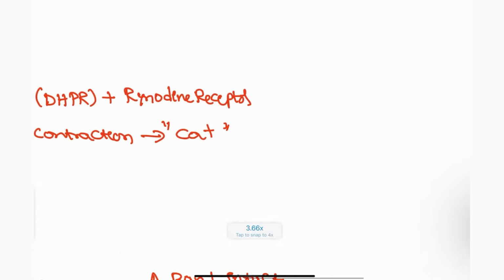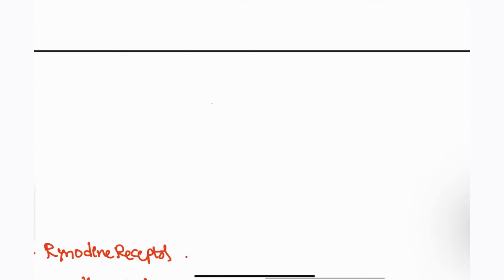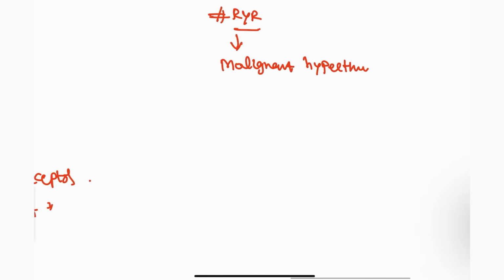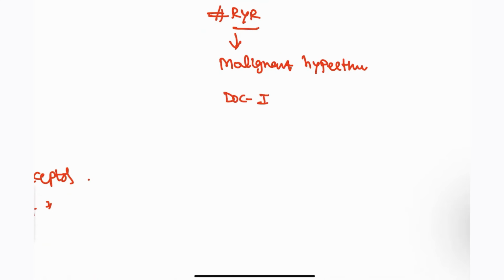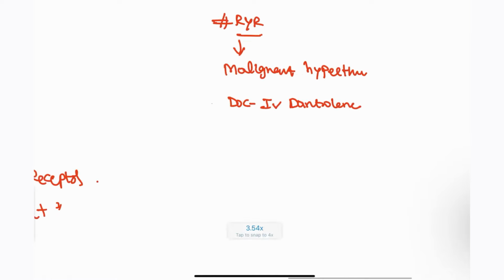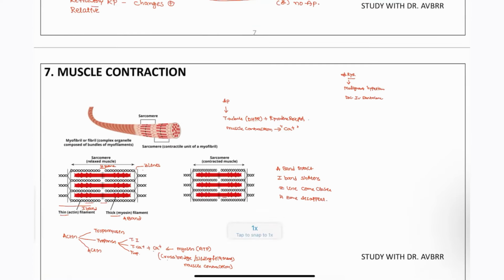Next, the ryanodine receptor. If the ryanodine receptor is dysfunctional, it will cause malignant hyperthermia in the patient. Okay, increased temperature, increased BP, tachycardia, and severe fever will be seen in this patient. And for this patient, we have to give IV dantrolene. Okay, dantrolene sodium should be given immediately as an antidote. Okay, this is the overview of muscle contraction.